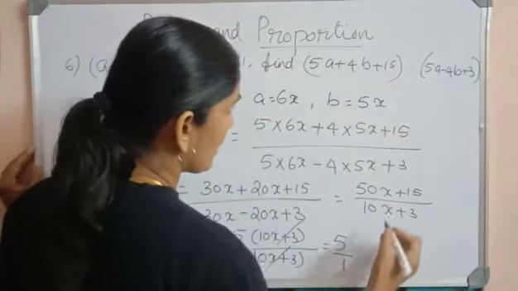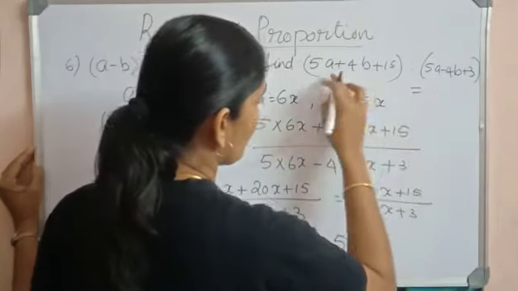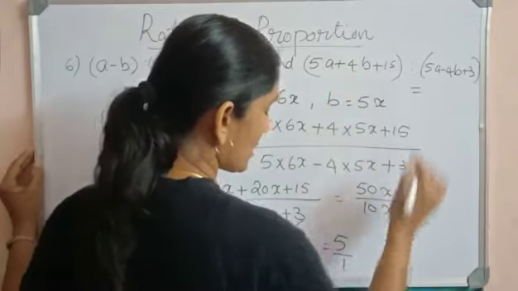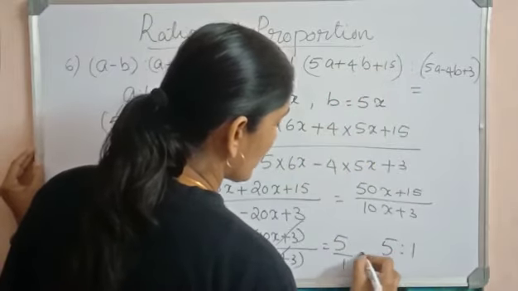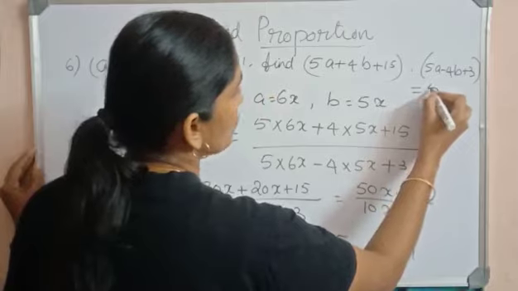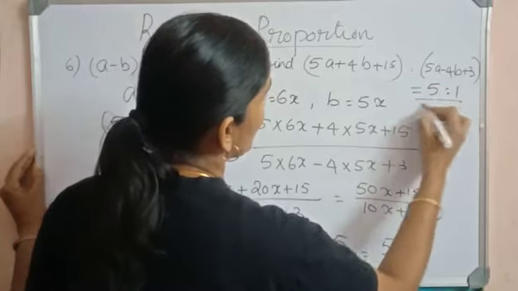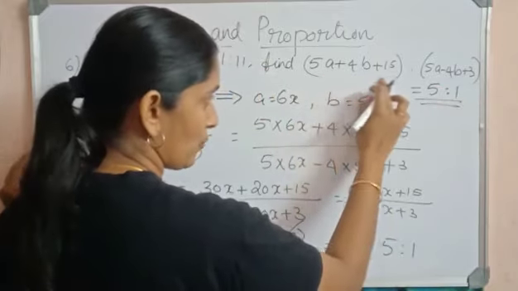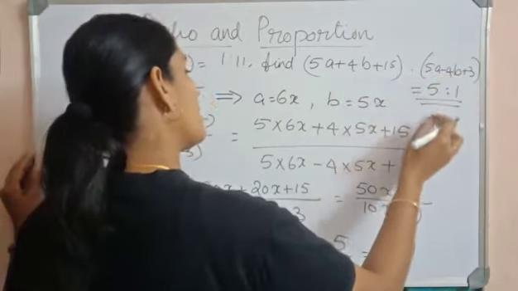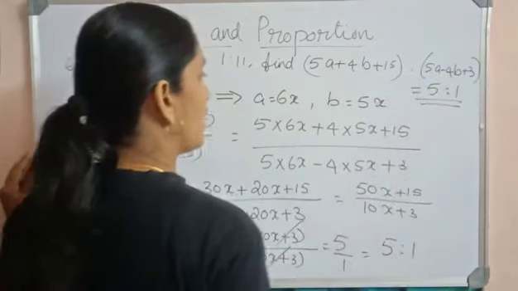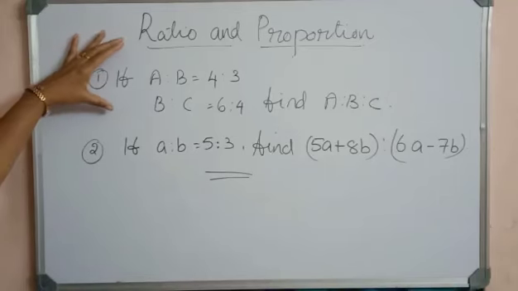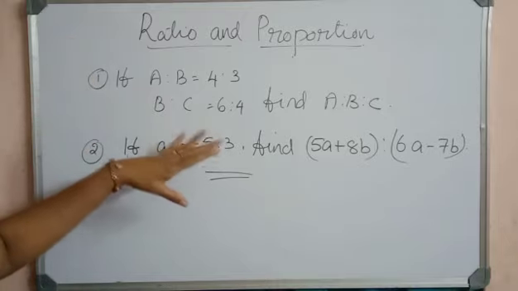Therefore, we will get the ratio 5a plus 4b plus 15 as 5 is to 1 here. So, this can be written as 5 is to 1. The ratio of 5a plus 4b plus 15 is to 5a minus 4b plus 3 is equal to 5 is to 1. Now these questions are for you. Solve it and let me know the answer.